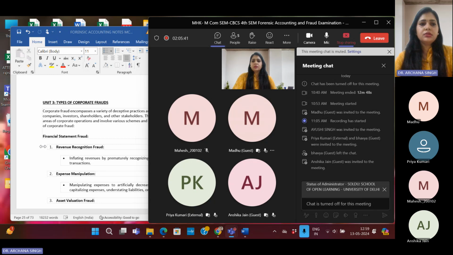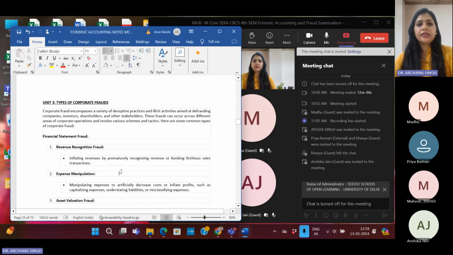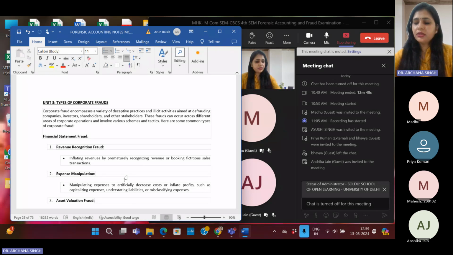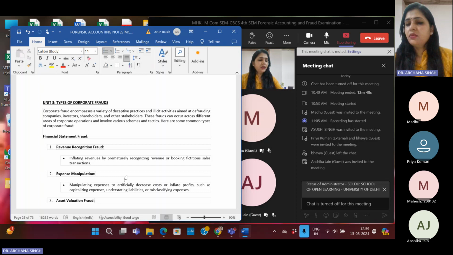So now the next unit is your unit third, types of corporate frauds. What are the types of corporate frauds that we have discussed, like misappropriation of assets, manipulation of financial statements, bribery, corruption, and what are the procedures related to frauds, and what is corporate espionage and fraud in e-commerce, what are the fraud prevention strategies, how these can be prevented, how consumers and businesses can be protected from these frauds. Okay, so one by one, unit third, we will discuss.